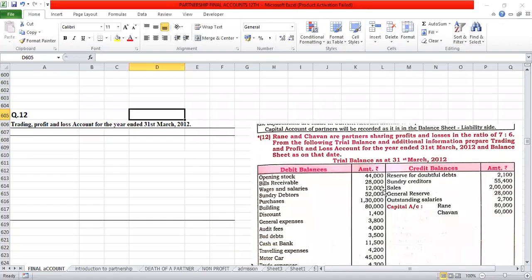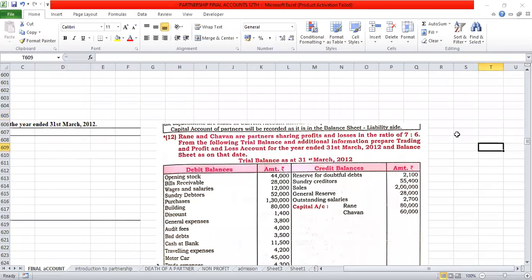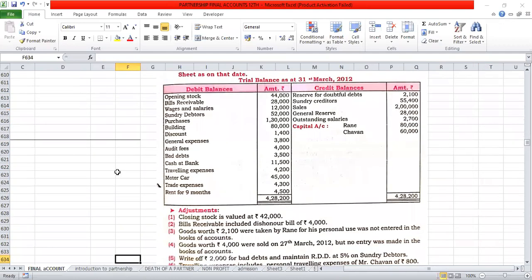This trial balance, the losses in the ratio of 7:6, and profit and loss account and balance sheet as usual we have to make. Come to the adjustments. What do we have here? One is closing stock, that we all know where to record. Then bill receivable includes dishonor of bill. The bill receivable is dishonored.